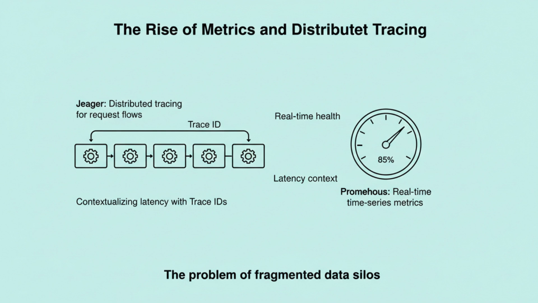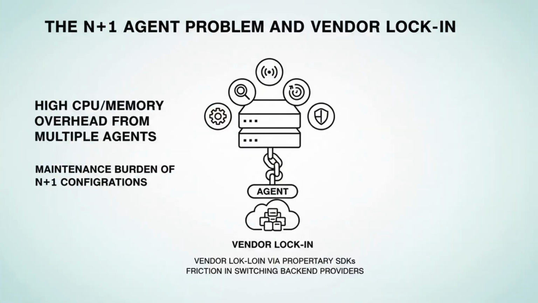However, this created a new problem. We now had separate agents and protocols for logs, metrics, and traces, leading to agent fatigue and fragmented data silos. For a senior architect, managing 5 different observability agents on every single virtual machine or container is a maintenance nightmare. Each agent consumes CPU and memory, and each requires its own configuration and update cycle.